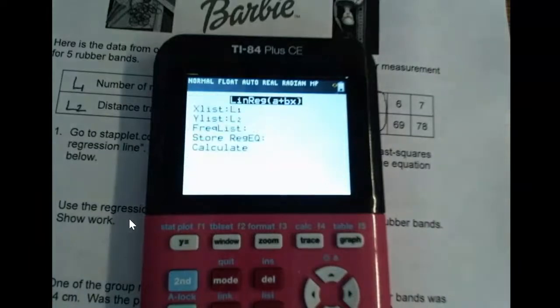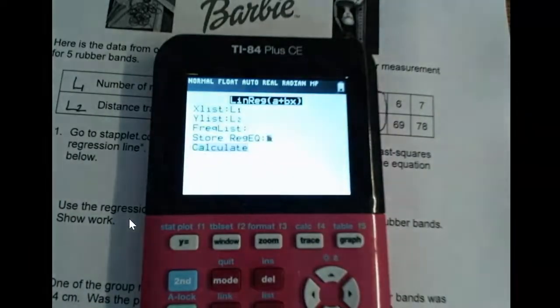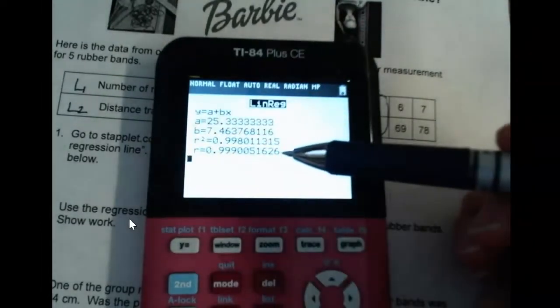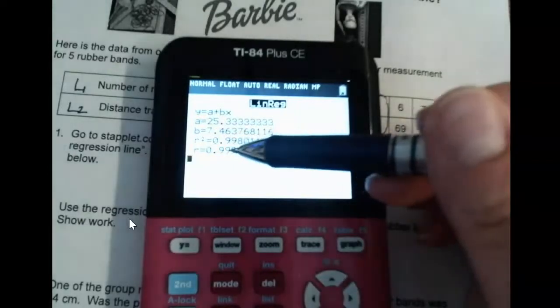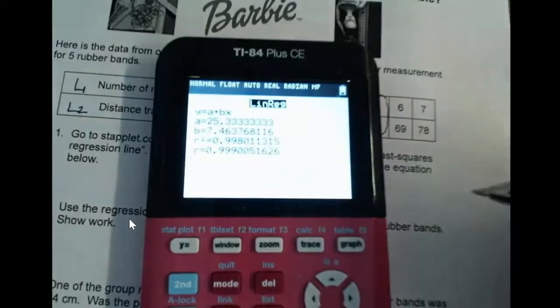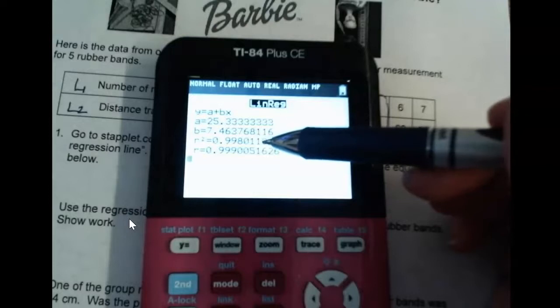So we're going to choose number 8. You should have put your data into list 1 and list 2. Go all the way through, calculate. Now we have our information. The other day we were talking about the correlation coefficient. This is a strong positive linear relationship because r is 0.999, almost a perfect correlation. R squared we're not going to do anything with for right now.